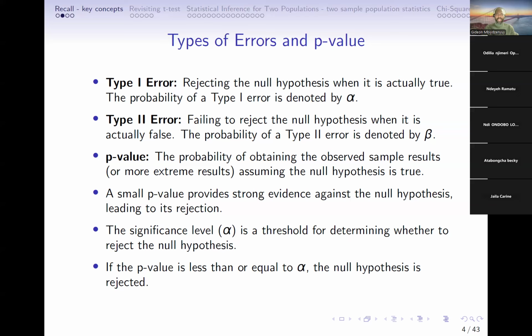The p-value, on the other hand, was the probability of obtaining an observed sample result, assuming the null hypothesis is true. What is the chance that the observed sample results would happen? So we use p-values to decide that. For a small p-value, we said that it was strong evidence against the null hypothesis. That means that it doesn't support the null hypothesis, and therefore we should reject the null hypothesis.